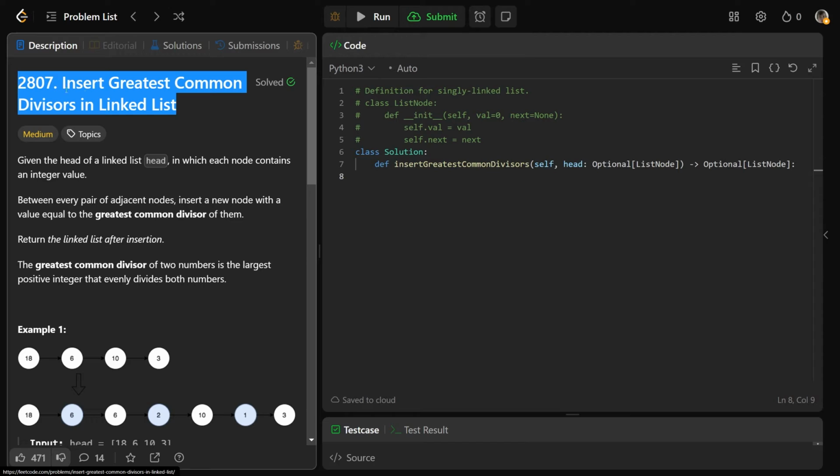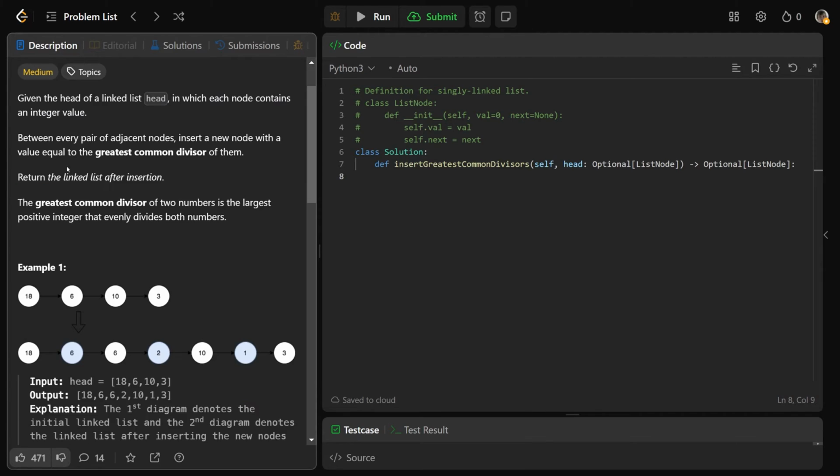This is Leetcode number 2807. So we're given the head of a linked list head in which each node contains an integer value. And between every pair of adjacent nodes, we want to insert a new node with a value equal to the greatest common divisor, often abbreviated as GCD, of the two. And we want to return that linked list.